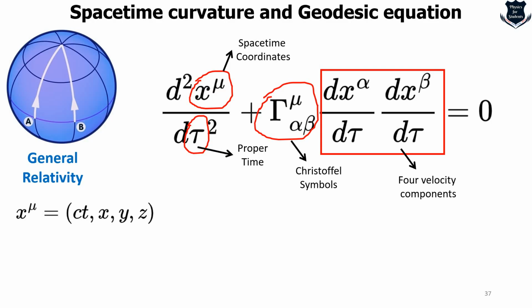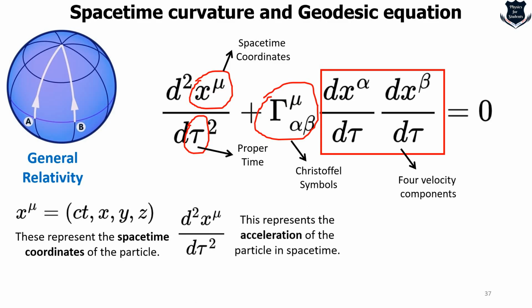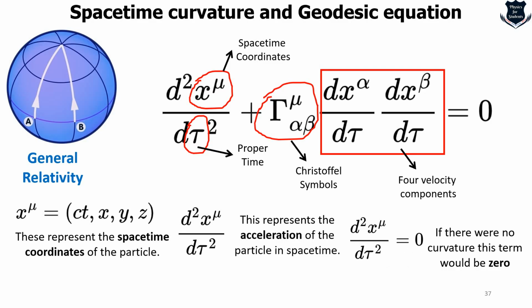0, 1, 2, 3 and the x, y, z components. This represents coordinates in space-time. Okay, d square x mu by d tau square is nothing but acceleration. Remember acceleration's formula in Newtonian mechanics, second derivative of position divided by time. It happens the same over there. It is nothing but the acceleration.